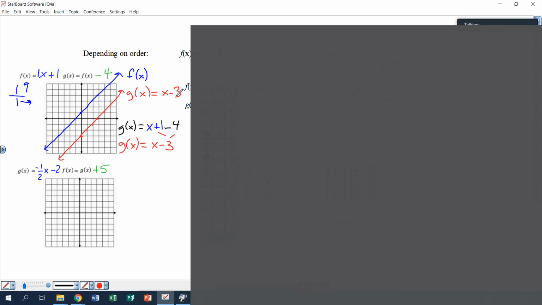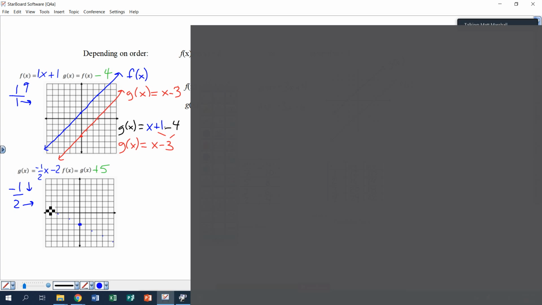All right, and then for this one, I'm trying to trick you. This one, G is the first one, not the F one. It's not the letter that tells you, it's the order. And then this one, this is -1/2, which means every time you go over 2, you go down 1. Over 2, down 1. Over 2, down 1. People are really struggling with the negative half slope. Over 2, down 1. Or left 2, up 1.